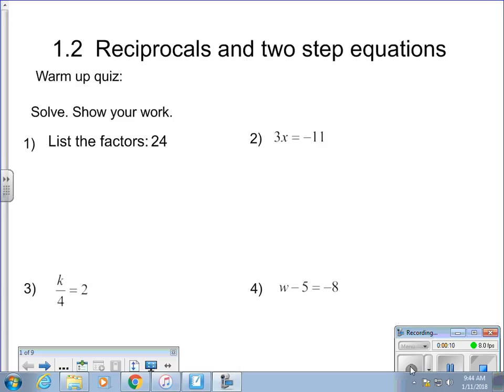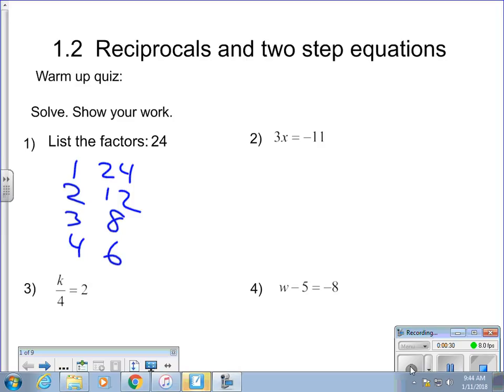Okay, list the factors of 24. So once again, I like to see it as factor pairs. 1, 24, 2, 12, 3 and 8, 4 and 6. And 5 doesn't go in, and 5 is the only number between 4 and 6, so I know I'm done.